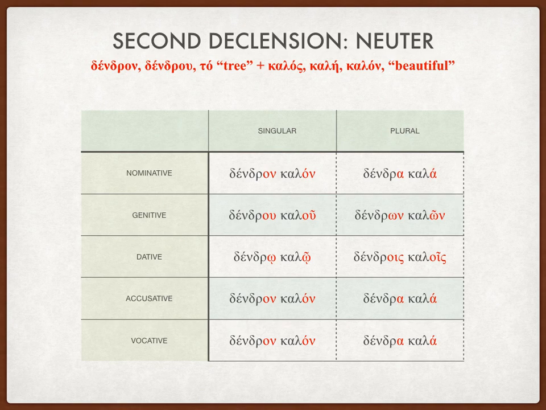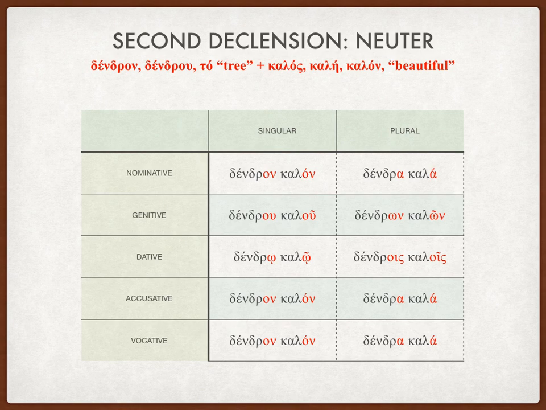Remember, this is a special thing with the neuter. It's the same in the nominative, accusative, and vocative. So dendron kalon could also be accusative. Or if I'm talking to a beautiful tree and I go really crazy, I'll say, oh, dendron kalon, oh, beautiful tree. I don't know why I would do that, but if I did, that's the form I would put it in.